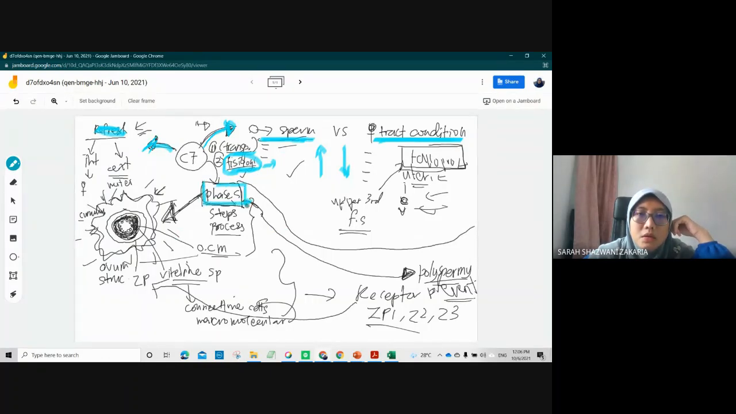And then the phases. These phases really help if we understand the structure. Lastly is the polyspermy prevention. Alright, that's all for today.